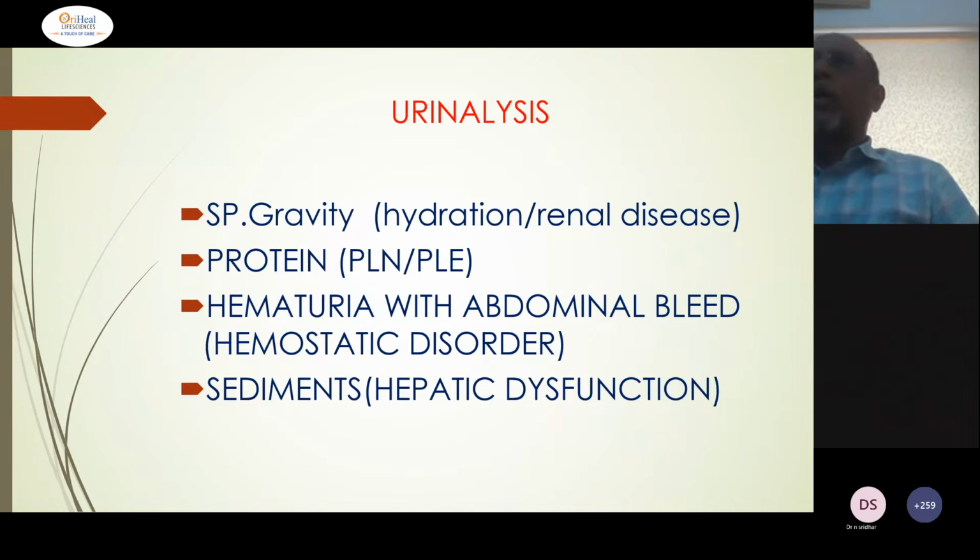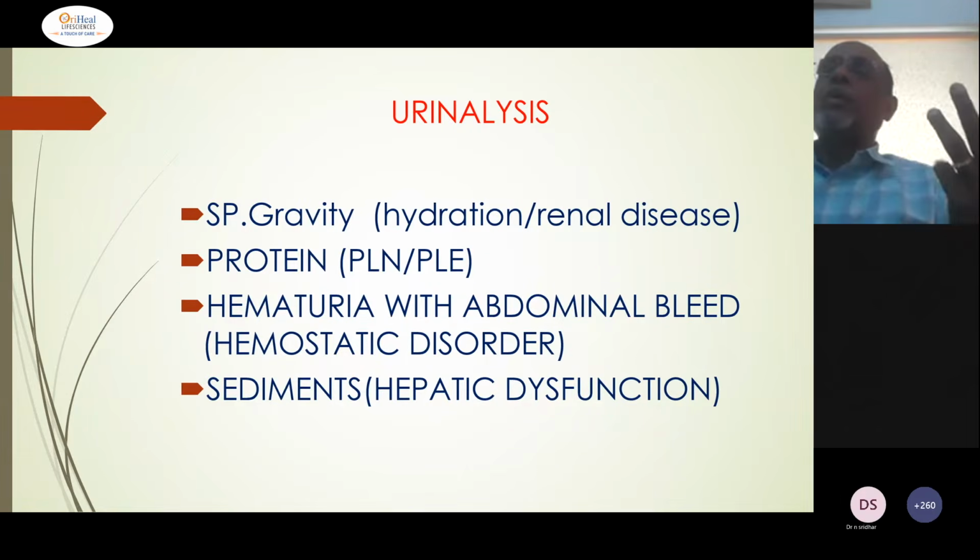Urine analysis is going to give you lots of insights because it's cheaply available and easily done. Specific gravity will tell you about hydration for you to go about fluid therapy. Can tell you about renal disease. Okay, if it's dilute urine, not able to concentrate, then it can be a renal disease. Protein in the urine, when you are narrowed down to protein losing nephropathy and protein losing enteropathy. Hematuria with abdominal bleed, think about hemostatic disorder. Sediments in the urine, like biurate crystals, bilirubin crystals, then you have hepatic dysfunction.